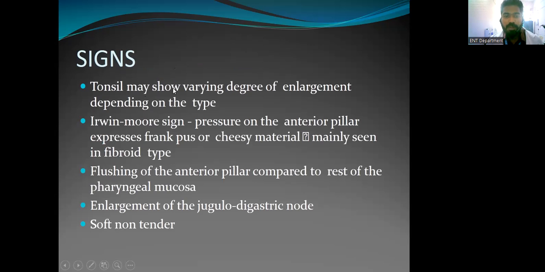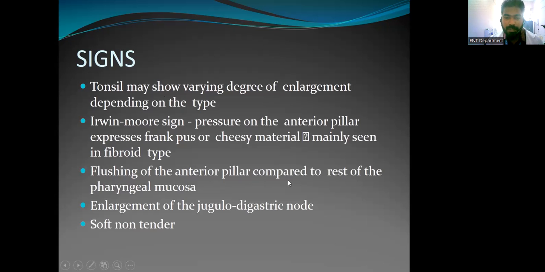So signs. Tonsils may show varying degree of enlargement depending on the type. So tonsil size is enlarged. Basically, it's grade 1, 2, 3, 4. So it can enlarge depending on the type and severity of the infection and inflammation, to grade 1, 2, 3, and 4. And one more sign: when you give some pressure on the anterior pillar, it expresses frank pus or cheesy material, mainly seen in fibrotic type, they say.